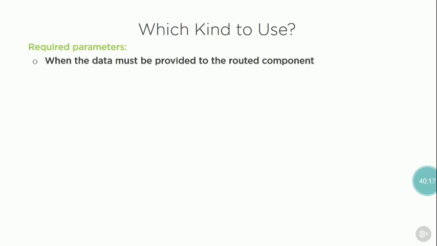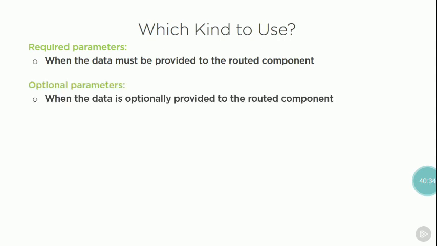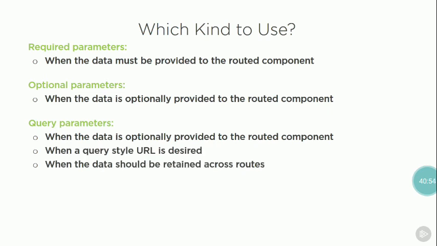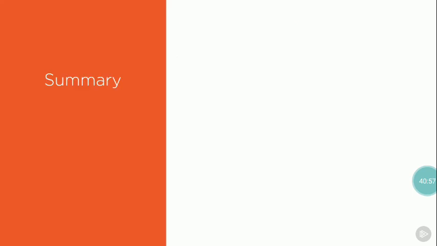Use required parameters when specific data must be provided to the routed component. Routing from the product list to the product detail or product edit are examples. The product detail and product edit must have the parameter to know which product's detail to display or edit. Use optional parameters when the data is optionally provided to the routed component. For example, a product search page with optional criteria selections. Use query parameters instead of optional parameters when the data is optionally provided to the routed component, but a query style URL is desired, or the data should be retained across routes.